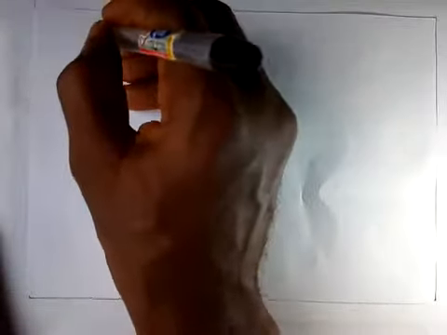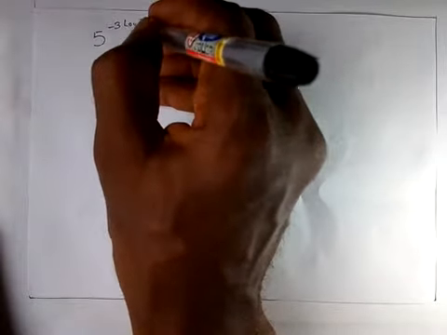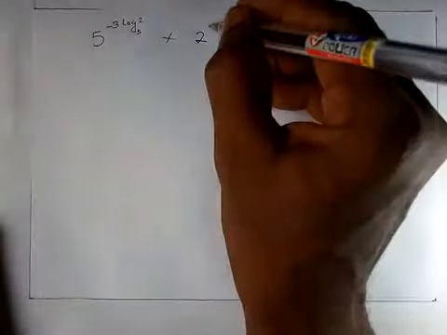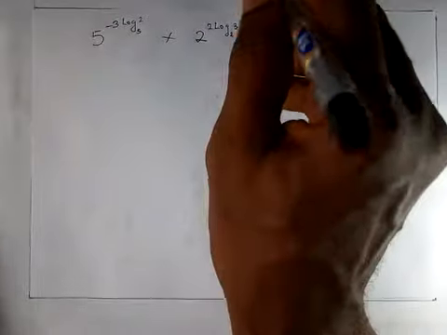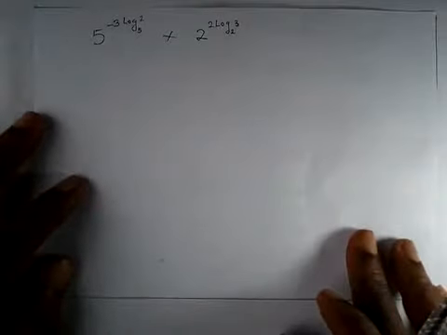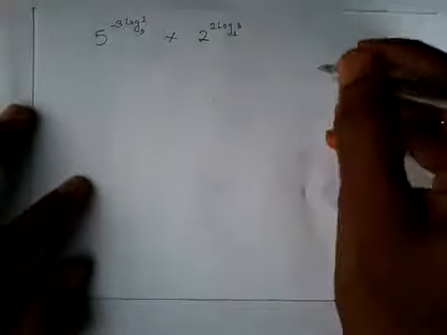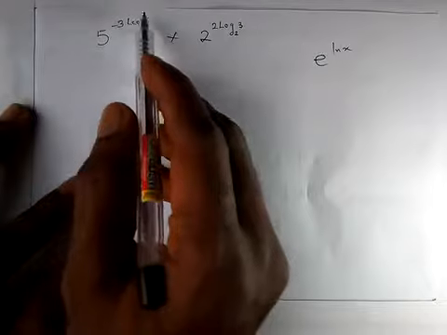It says 5 raised to power minus 3 log 2 to base 5 times 2 raised to power 2 log 2 to base 3. We should evaluate this. Okay, now this is e raised to power lim s, which I told you about. So if what is here is what is here, the answer, you get this. If what is here was there, you should pick that.